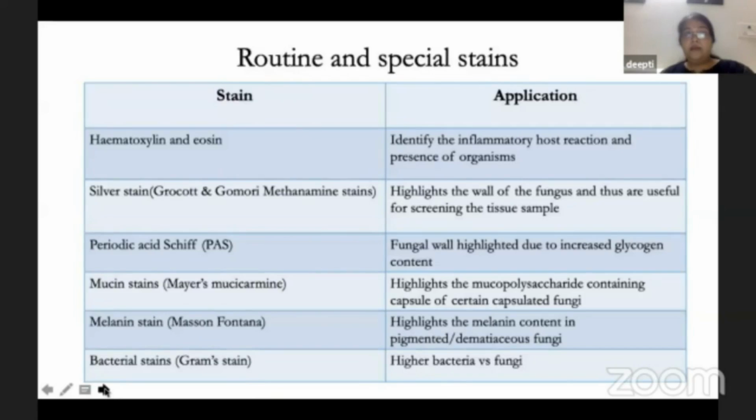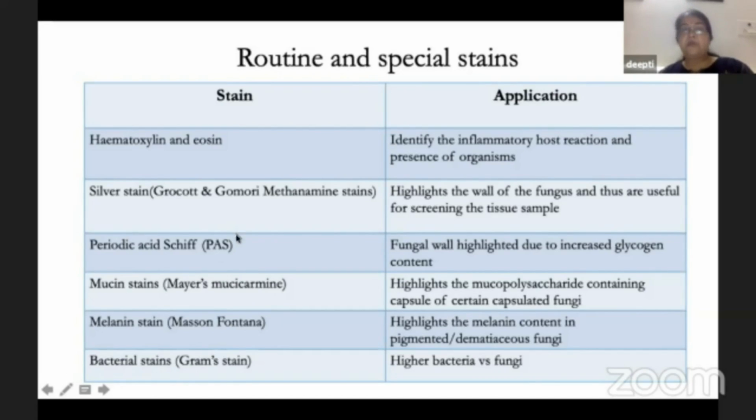Now coming to the stains which are being used for making a diagnosis of a fungus. Hematoxylin and eosin stain, which is a basic stain, helps us to identify the inflammatory host reaction and presence of any organism. For highlighting the wall of the fungus, the two most commonly used stains are silver stain and periodic acid Schiff stain.